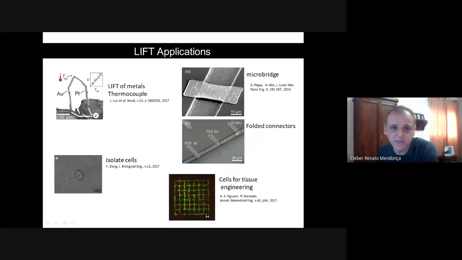Just to give here an example of applications of LIFT. So there's a thermocouple fabricated by LIFT. Here it's a micro bridge between two different areas of a given circuit, for instance, this side and the other one. Here you can see some fold connectors, but those are more, let's say, traditional applications of LIFT. And also people have been using LIFT to transfer or to print cells, as you can see here in those two figures. So in this case, those cells have been transferred by using LIFT.